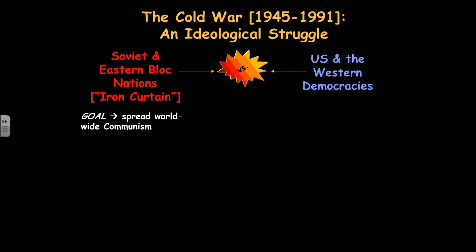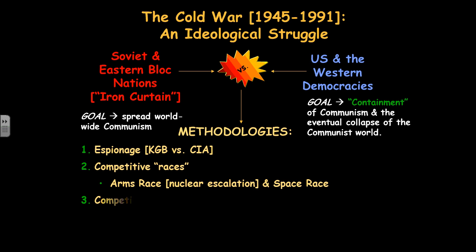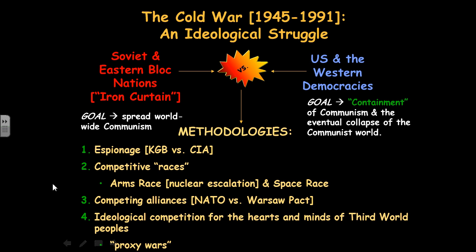So this slide that's right here, if you've got your printout, this is a good thing for you to have. This sort of sums up the Cold War as a whole, right? We have this conflict between Soviet and Eastern Bloc nations and the U.S. and Western democracies. The Soviets are trying to spread communism. The U.S. is trying to contain communism. And then down here, 1 through 4, this is basically how we're going to do it.